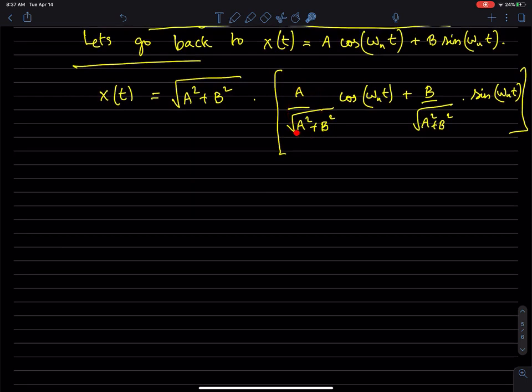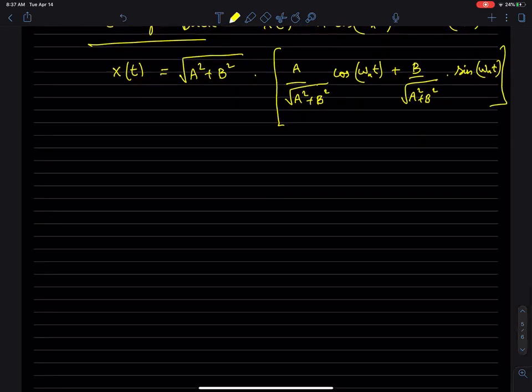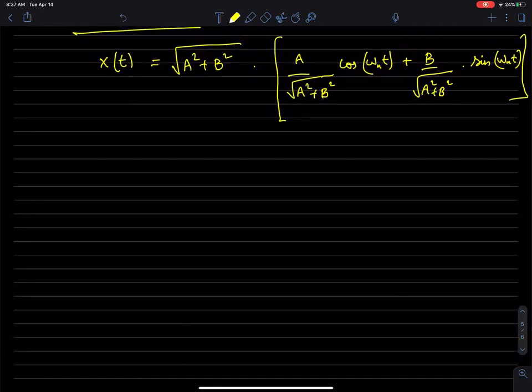Now these two quantities are interesting looking. They have an interesting property. So let's call the first quantity C1 equals a divided by the square root of a square plus b square, and C2 is b divided by the square root of a square plus b square.